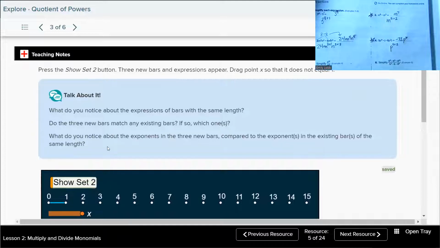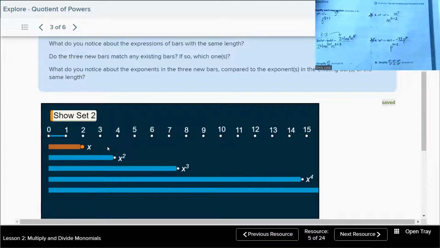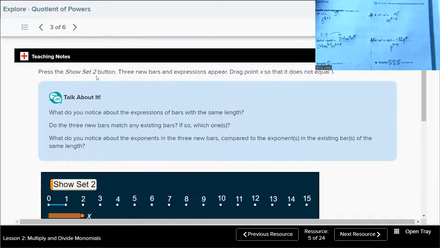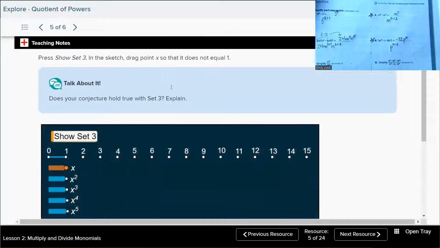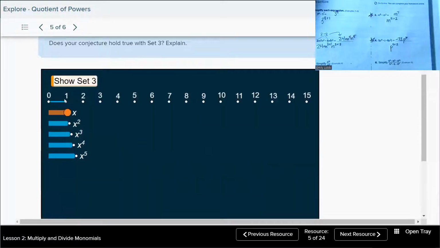So let's go back here. All right. So now, how do we simplify a quotient of powers with like bases? We take our top exponent minus our bottom exponent. And again, it has to be like bases. The bases have to be the same. All right, so we have to make sure that it works for set 3.